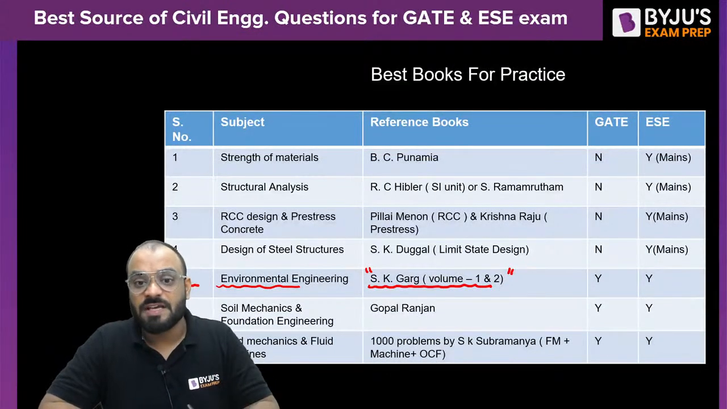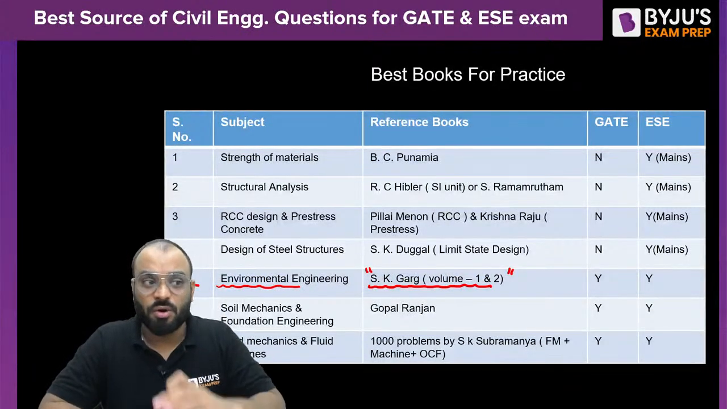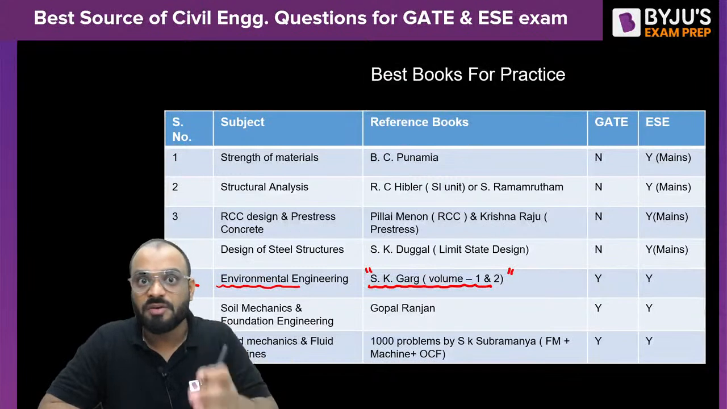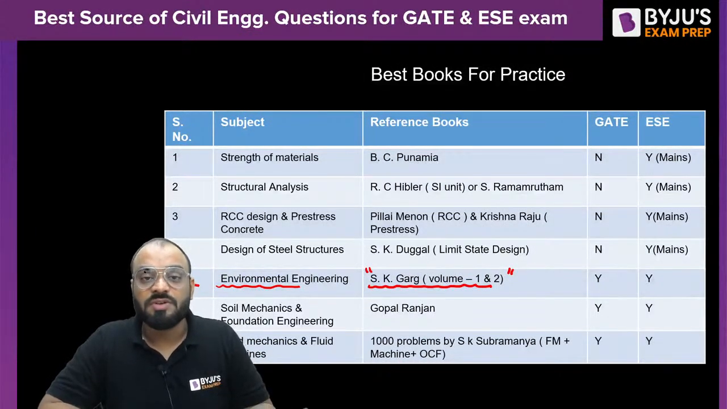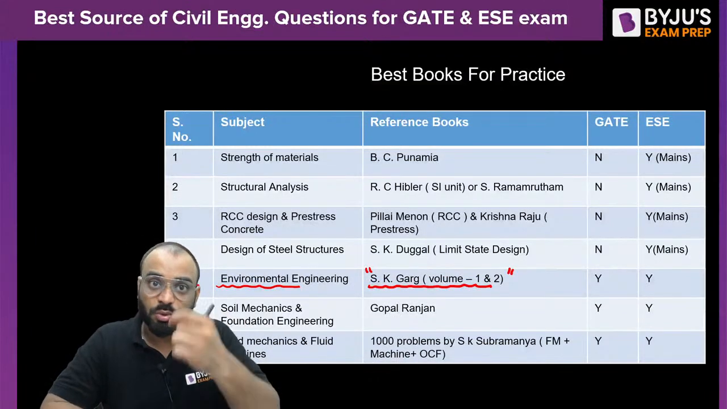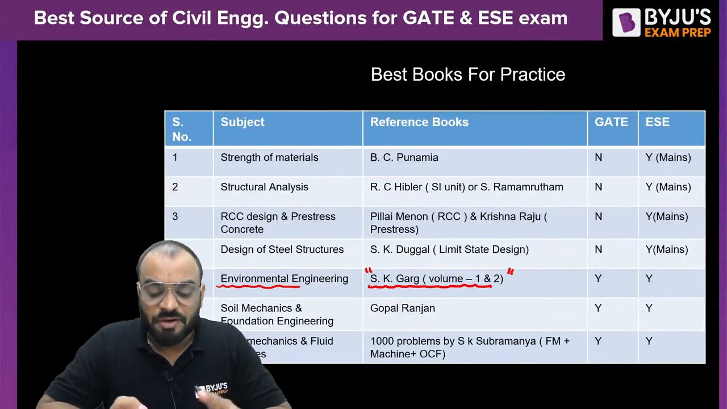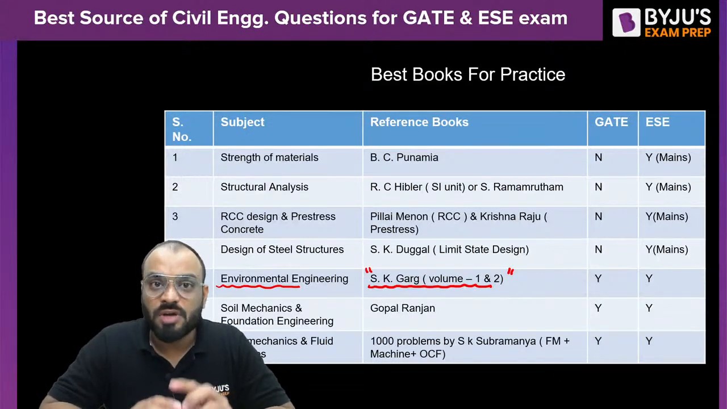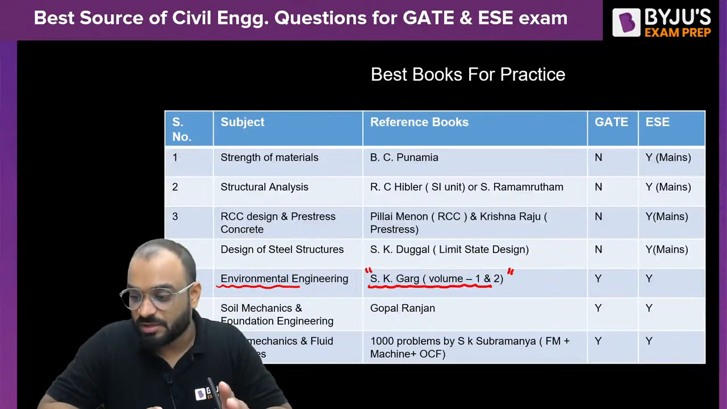Why? Because guys, the weightage of this subject is very high. In the GATE examination almost 10 to 12 marks you may get from environmental engineering itself, and in ESE prelims you may get some questions related to the conceptual and theoretical part. So guys, you need to refer to this again. As well as for the mains examination, you need to solve some conventional questions. The reference for the conventional questions you can take from the standard book itself, which is basically SK Garg part 1 and part 2.